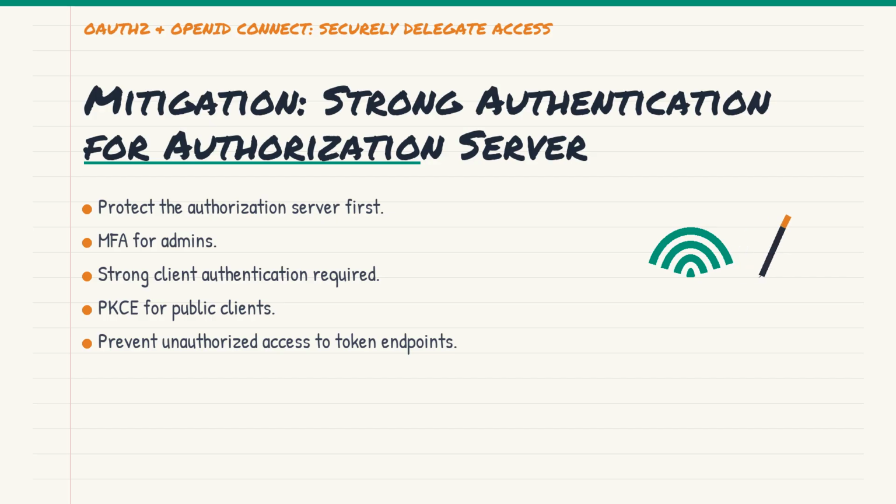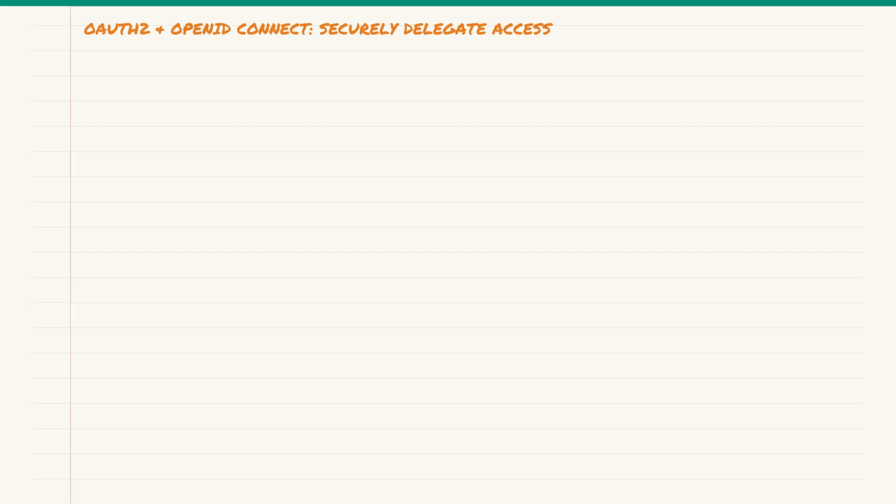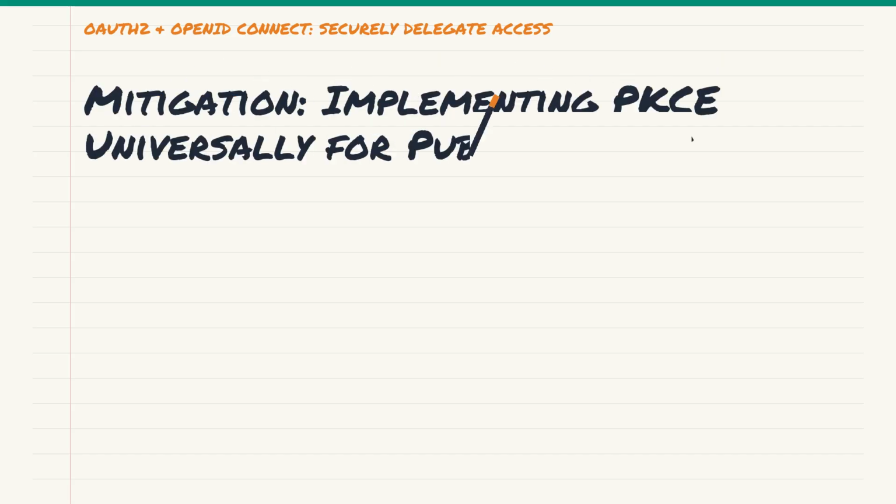Think multi-factor authentication, MFA, for any administrator accessing the authorization server's management console. For the API endpoints that issue tokens, robust client authentication is a must, using client secrets for confidential clients and mutual TLS or PKCE for public clients. It's not just about preventing attackers from getting tokens, it's about preventing them from even accessing the systems that issue them. We've hammered this home, but it's worth repeating.